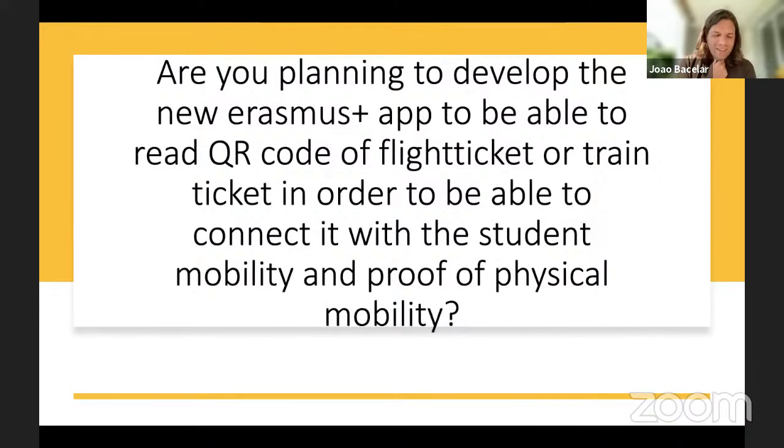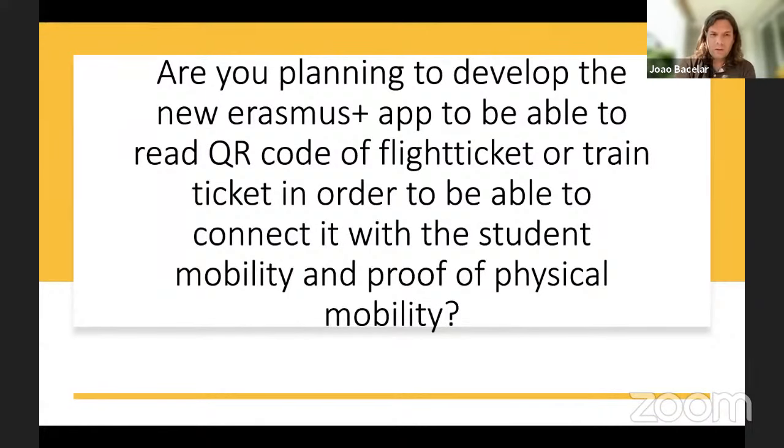And this was a really nice, I don't know if this is a question as much as a suggestion. A colleague reached out and asked if we're planning to develop the new Erasmus app to be able to read QR codes of flight tickets or train tickets in order to connect it with the student mobility and the proof of physical mobility. I think the answer is no and yes at the same time.